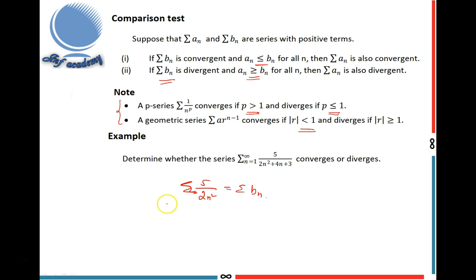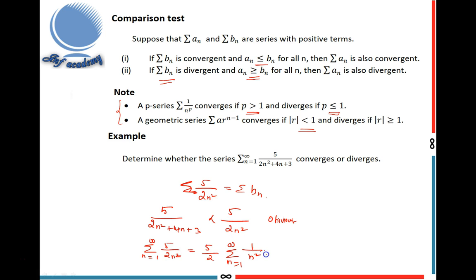Clearly you can say that 5 by 2n square plus 4n plus 3 is less than 5 by 2n square, because the left hand side has a bigger denominator. It is obvious. Next, analyze bn. What is bn? Sigma n equal to 1 to infinity of 5 by 2n square. 5 by 2 is a constant, take it outside. I get sigma n equal to 1 to infinity of 1 by n square.